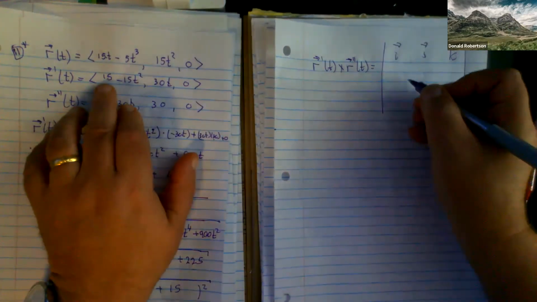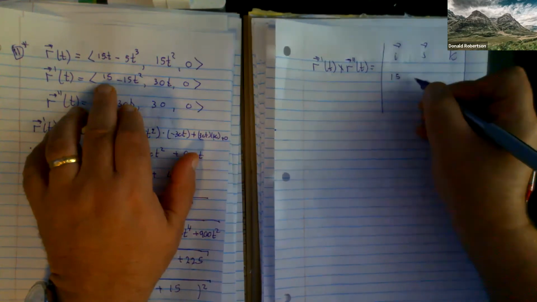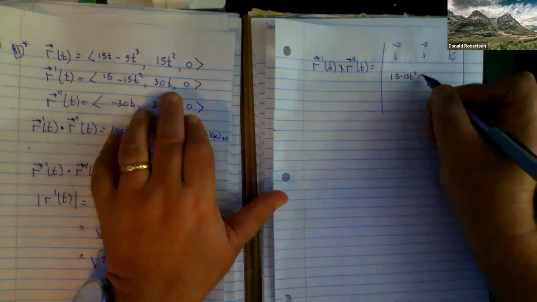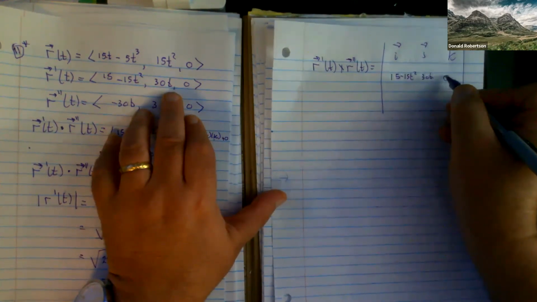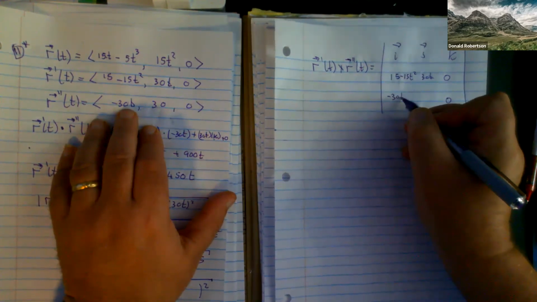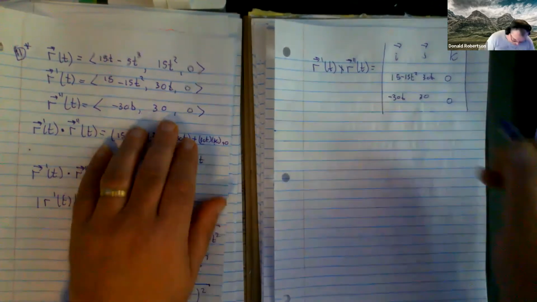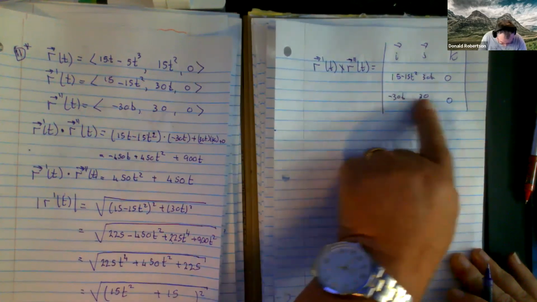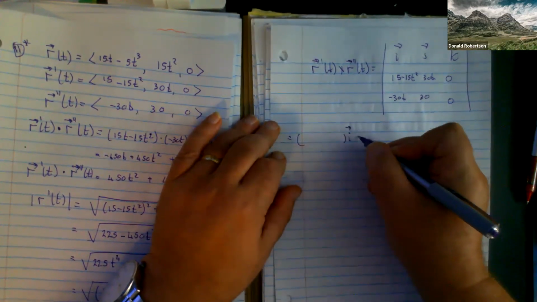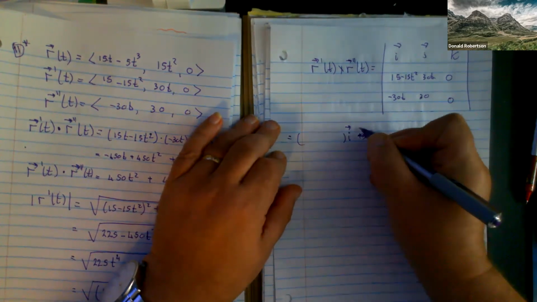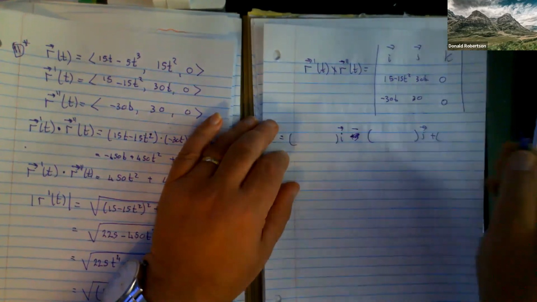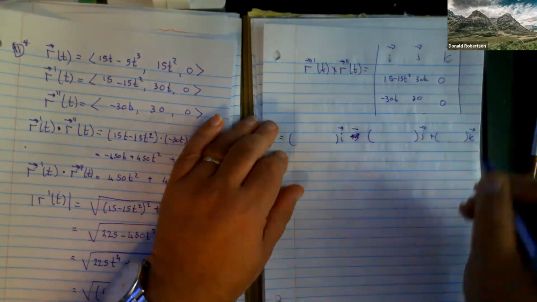The first derivative is 15 take away 15t squared, the middle term is 30t, and the last one is 0. The second derivative is negative 30t, 30, and 0. So there's r dash and r double dash. Our answer is going to be so many i's, subtract so many j's, plus so many k's.